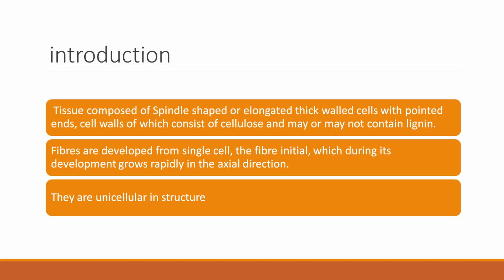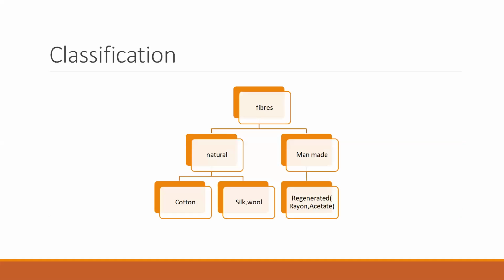This is a brief introduction of the cell of the fibers. That is, they are the tissues composed of spindle-shaped or elongated thick-walled cells, but with pointed ends, and the cells mainly constitute cellulose, and may or may not contain lignin.